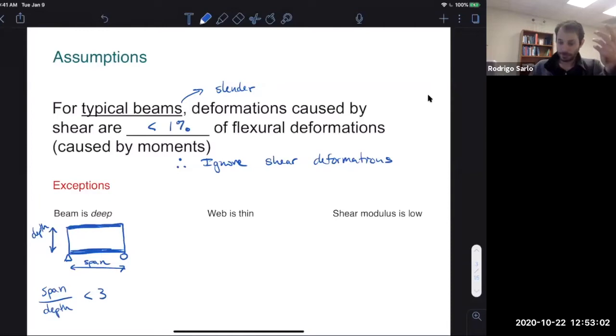A slender beam, which I brought up over here, would be the opposite of a deep beam. It would be very long and short, okay? So when you have deep beams, shear deformations can have a bigger role than bending, right? Because a deep beam is not going to bend very much at all. So that's the idea.